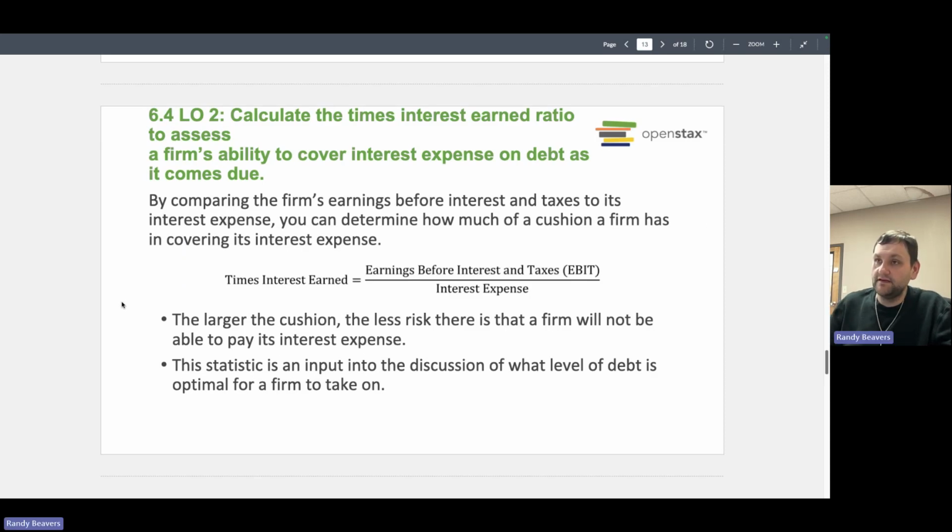Okay, so now turning, let's say if there's one other additional ratio to consider, it is the TIE, or the times interest earned ratio. This is going to take EBIT, or earnings before interest and taxes, and divide it by the interest expense. We want this cushion to be pretty high. This is also kind of a measure of risk, so to speak. So there's less risk that the firm will not be able to pay its interest expense if this number is high, and more if it is too low.